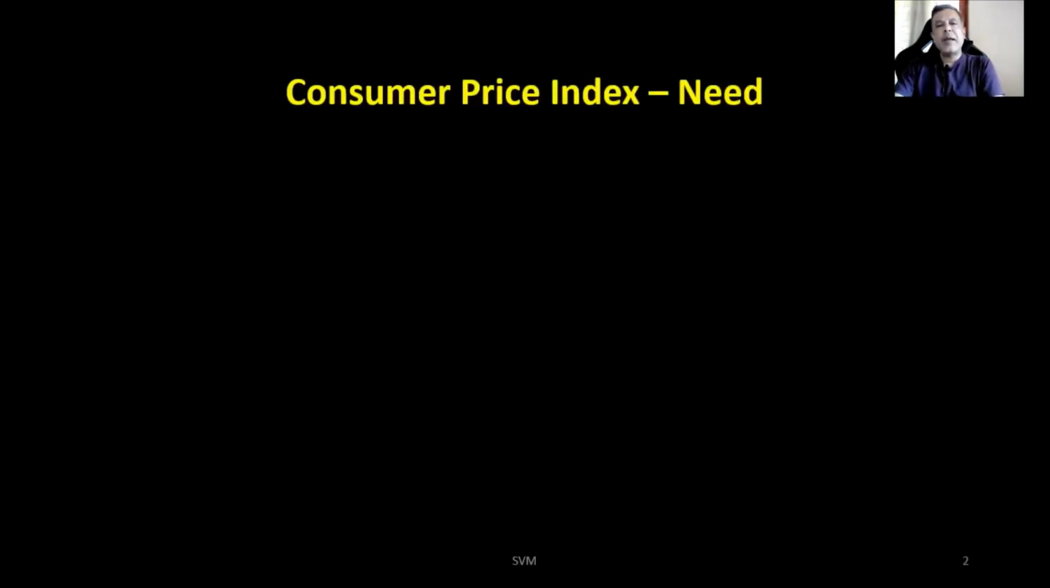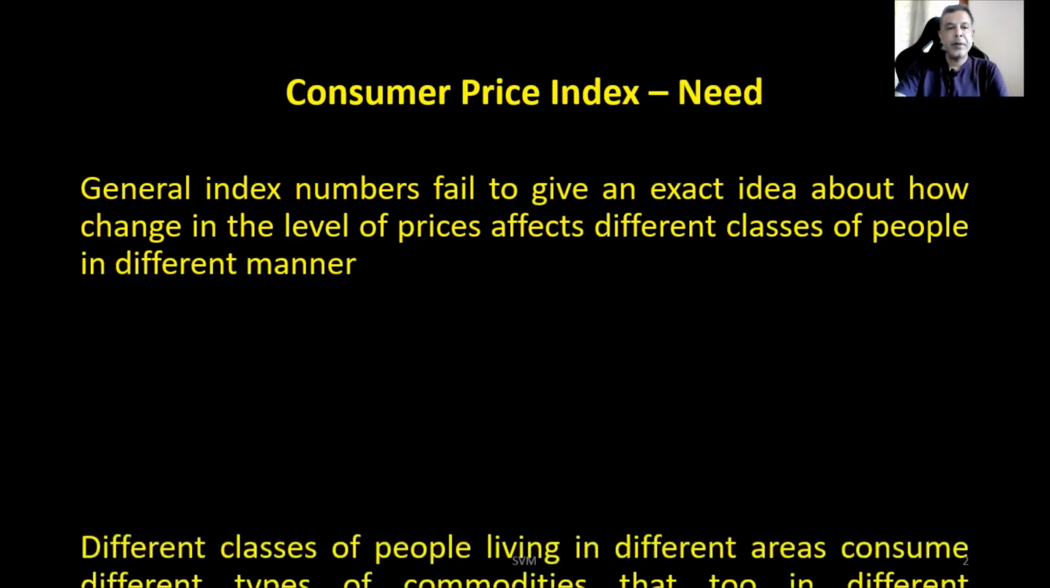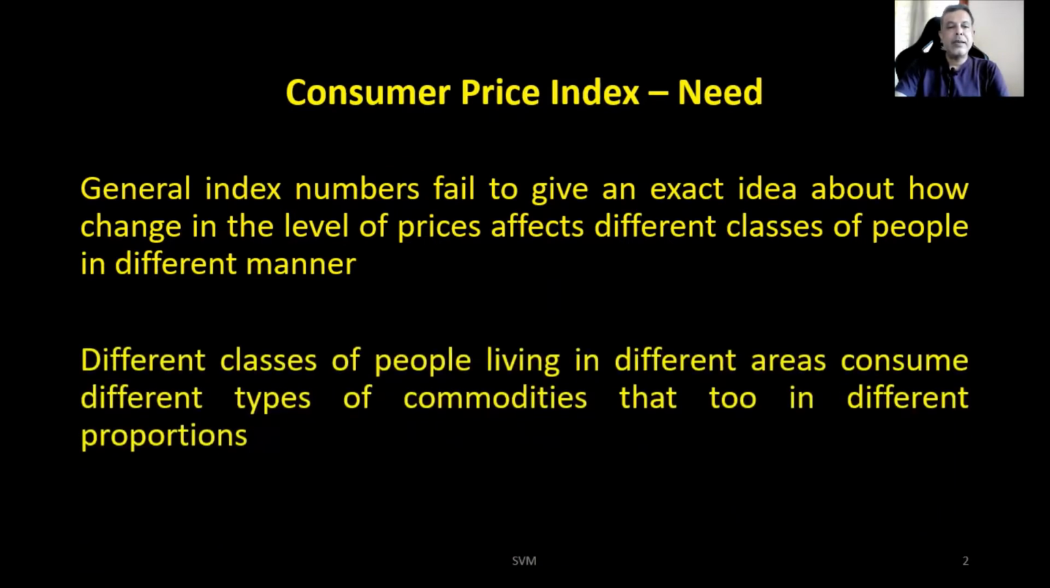Why do we need a consumer price index? Number one, general index numbers actually fail to give an exact idea about how a change in the level of prices affects different classes of people in different manners. And then different classes of people, also living in different areas, consume different types of commodities, that too in different proportions. So in the consumer price index, you try to identify the area, the class, and the consumption separately, and then you construct it. Your data collection is according to that.